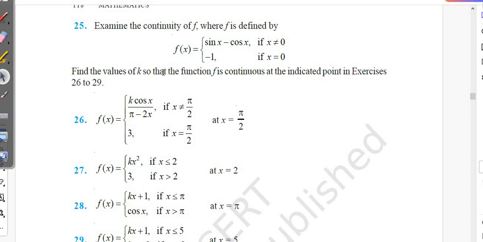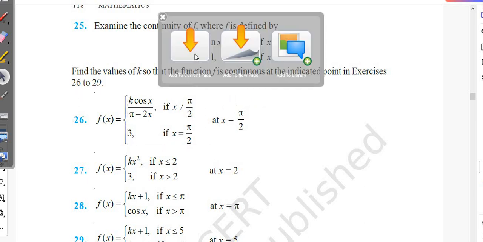Find the values of k so that the function f is continuous at the indicated point. From question number 26 to 29, we are going to find the value of k. And what is the given hint here? Along with the function, they also told us the function is continuous at the indicated point. So we have two pieces of information in the question. Using that, we have to find the value of k.